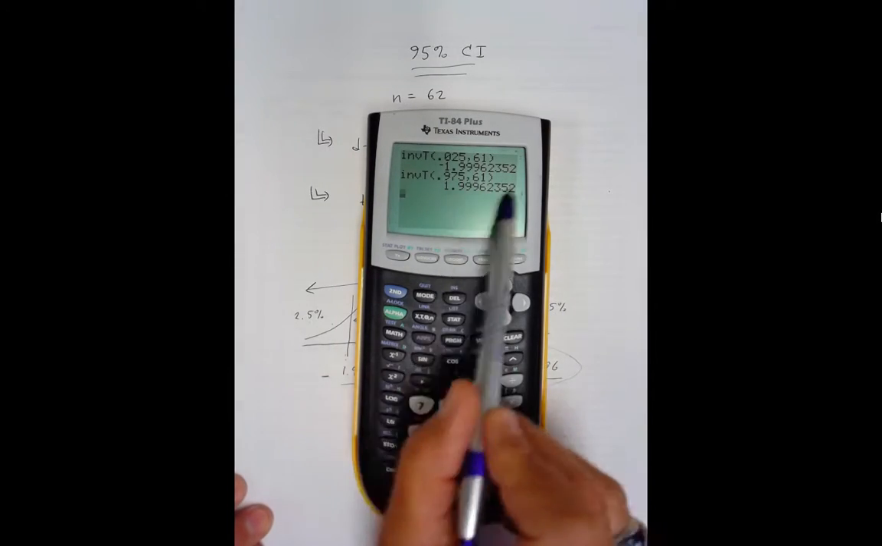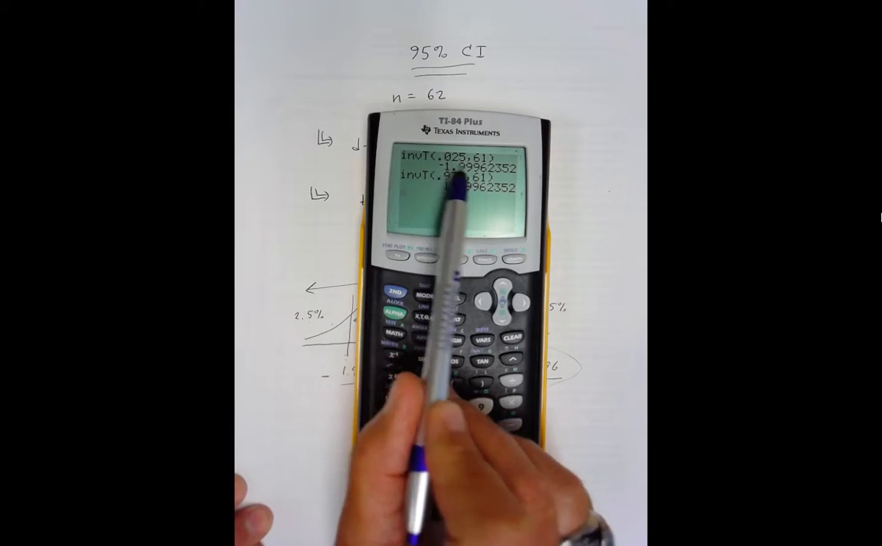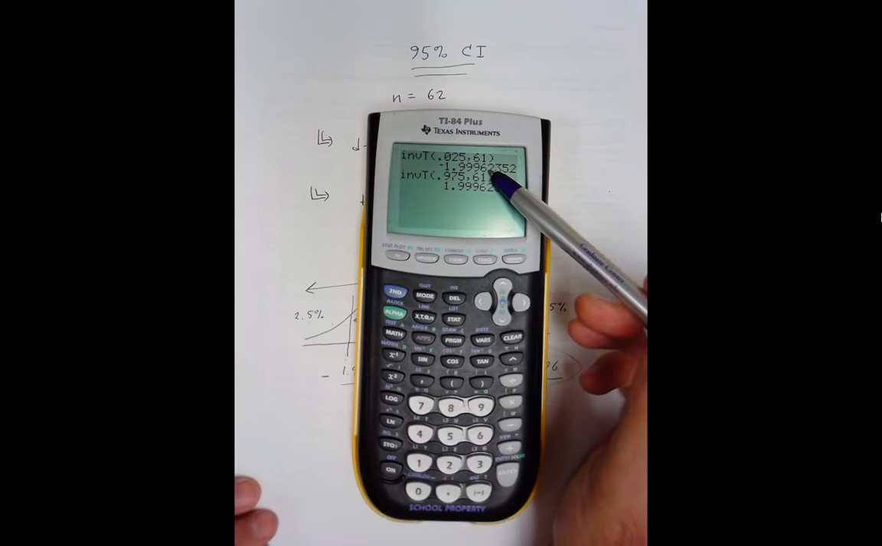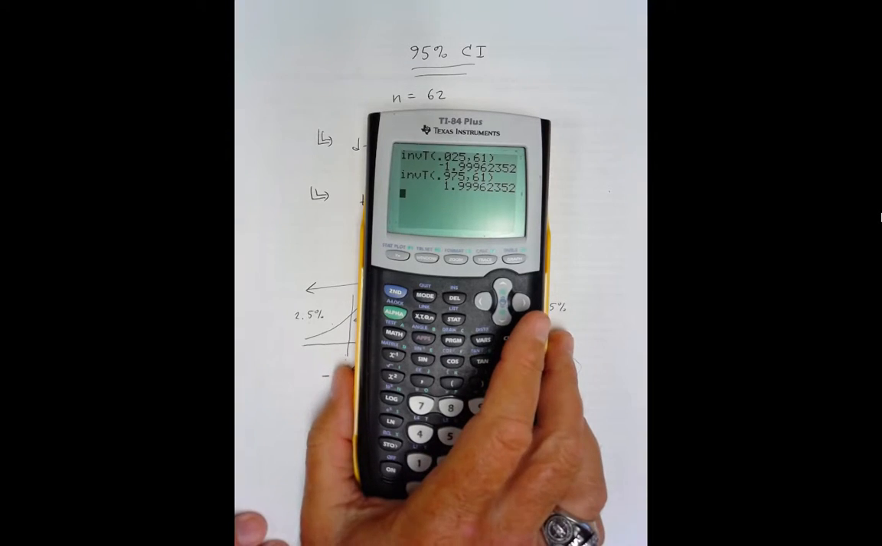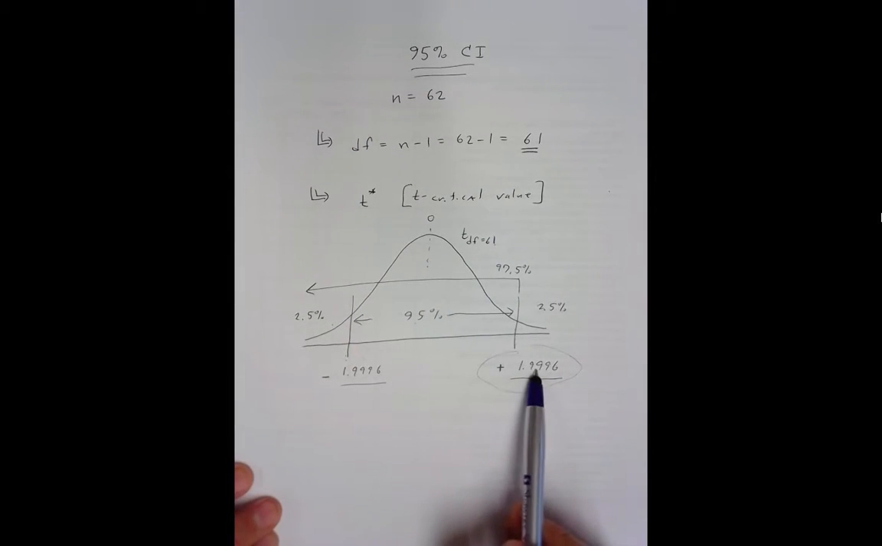But you really don't need to do that. You just need to find the one. Remember, understand the properties of the t distribution, that it's symmetric around 0. So it had to be the positive part of this answer here.